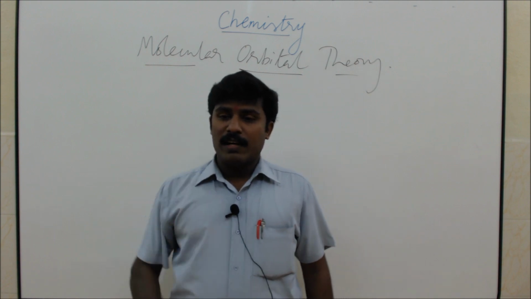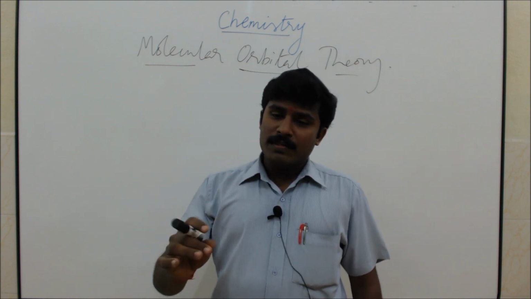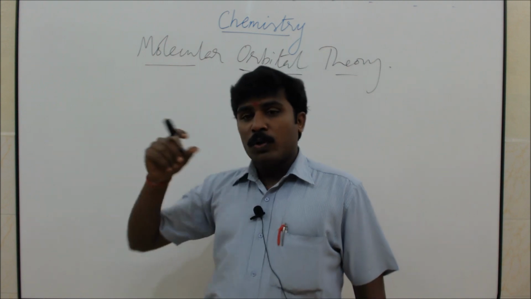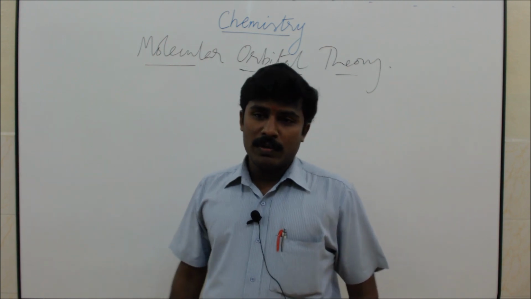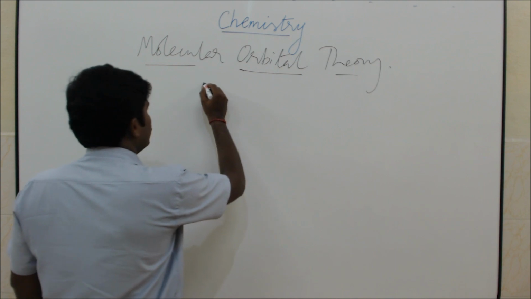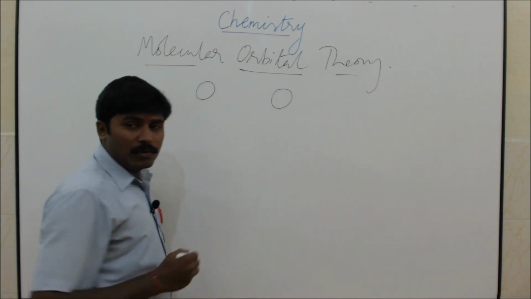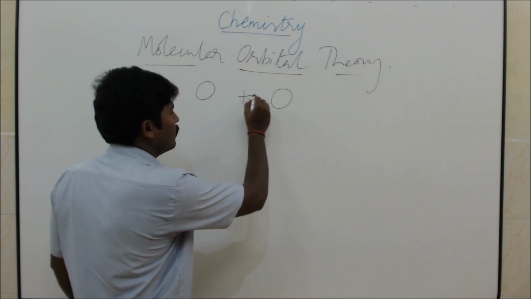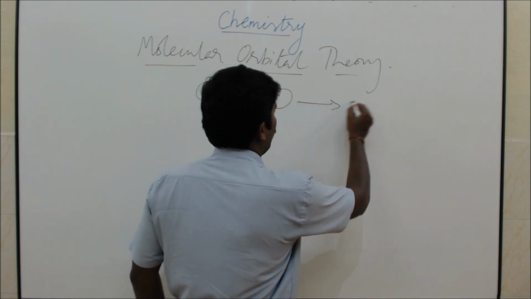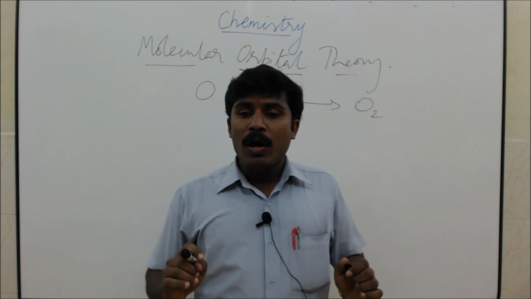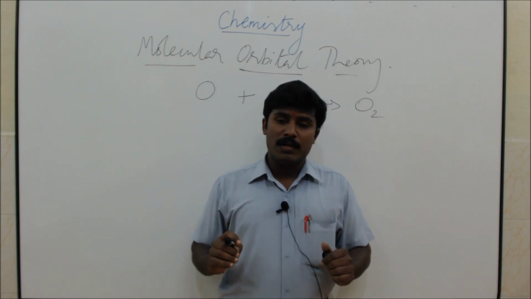First of all, you have to know what is an atom. Atom is the smallest particle of an element. So, what is a molecule? Two atoms combined to form a molecule. For example, this is one oxygen atom, this is another oxygen atom. Now, these two oxygen atoms combine to form an oxygen molecule. So, how does a molecule form? Two atoms combine to form a molecule.